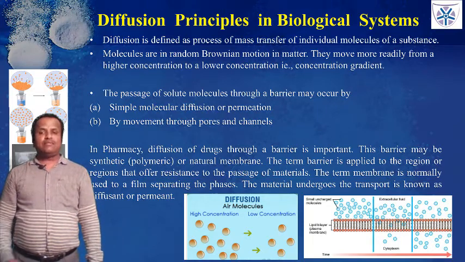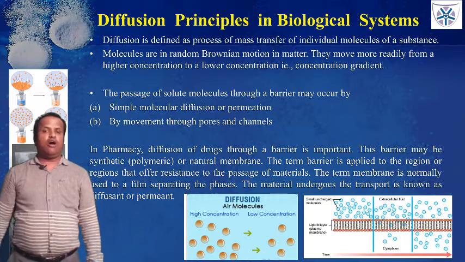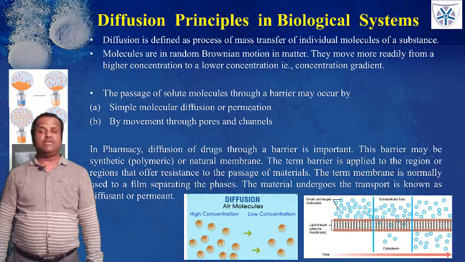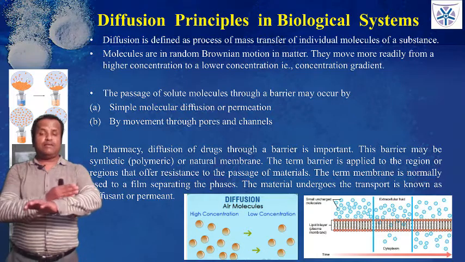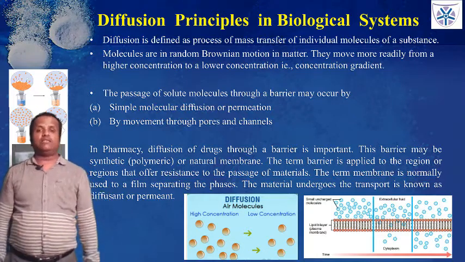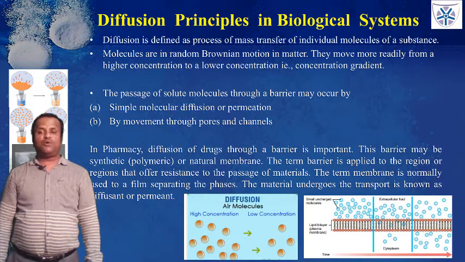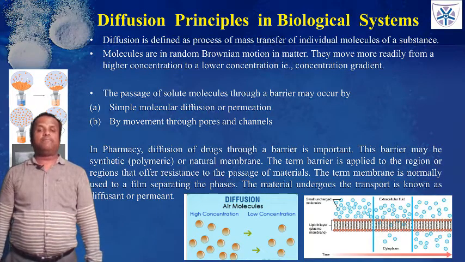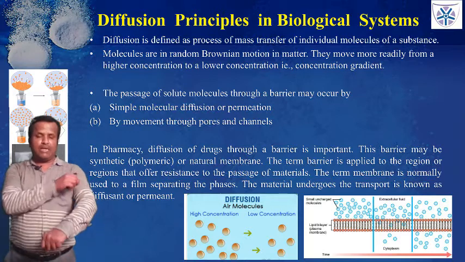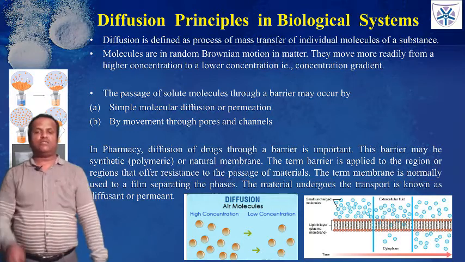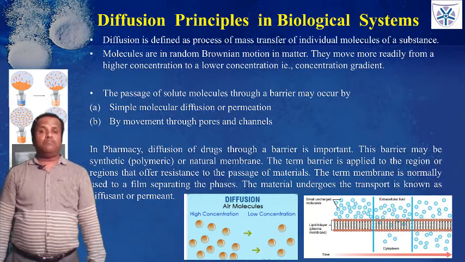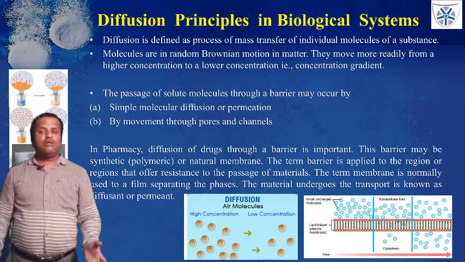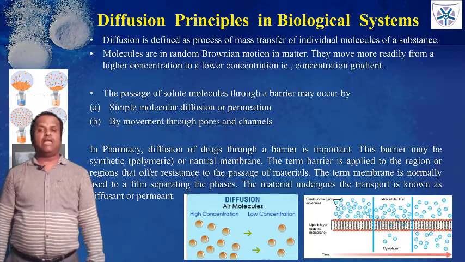The term barrier is applied to the region or regions that offer resistance to the passage of materials. The term membrane is normally used for a film separating the phases in our human body or any biological system. The material undergoing transport is known as the diffusant or permeant, the material passing from one concentration to another. This is all about the diffusion principles in biological systems.